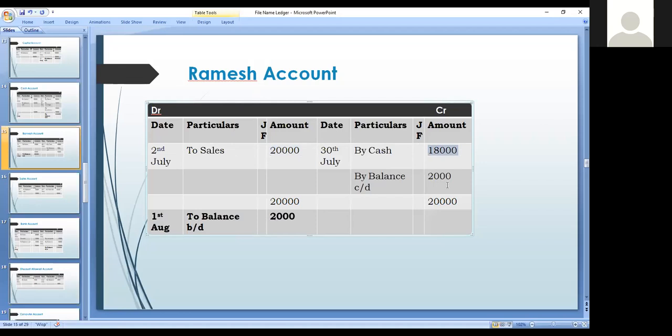Balance is what? 2,000. This 2,000 is the discount we have to allow. This will be shown separately in the discount allowed column. The balance is 2,000 rupees. Here Ramesh account debit side 20,000, credit side 18,000. The balance carried down is 2,000 rupees.